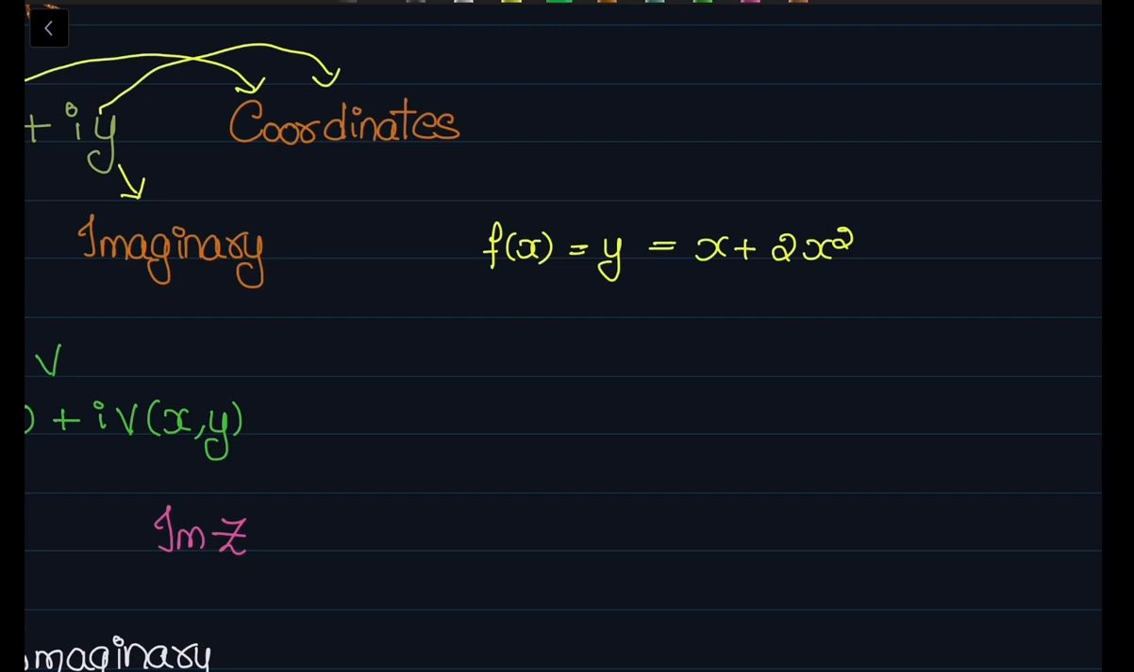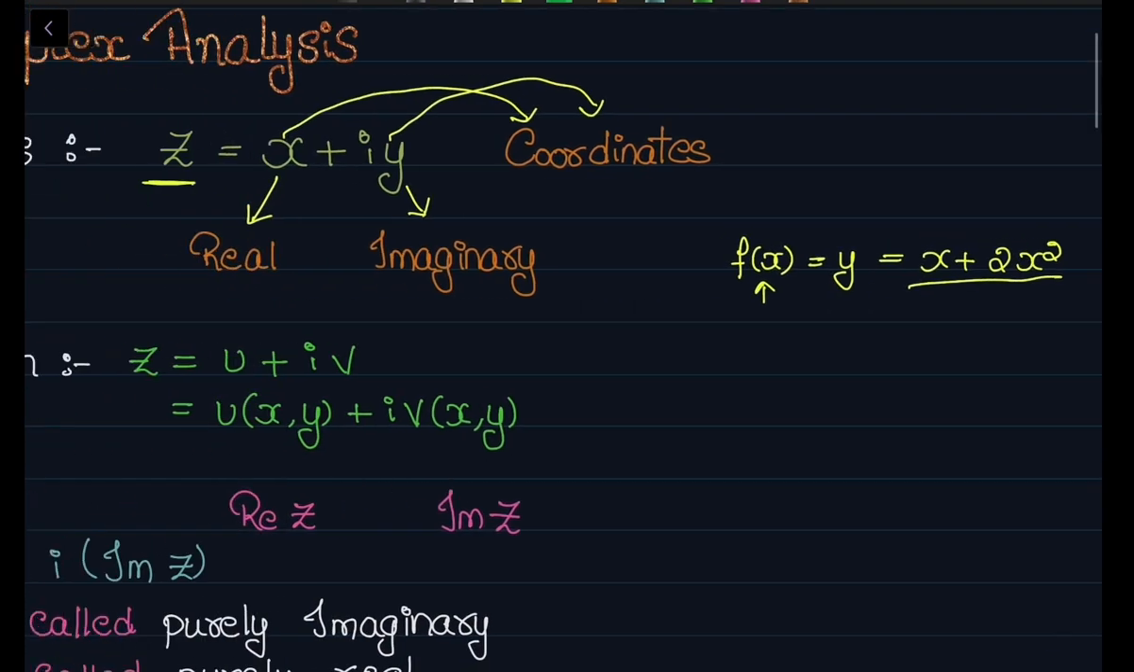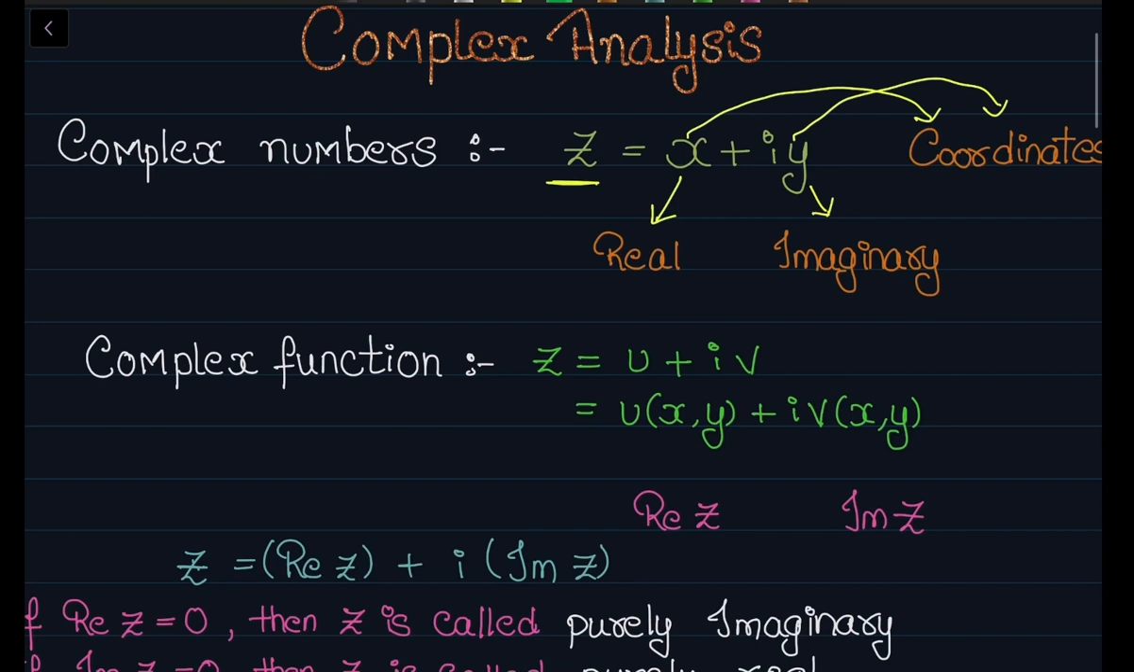What is f over here? F over here is function. And what is this bracket x saying? This is the function of x. That is, the equation which I have is in the variable x. So that's why we write it as the function of x like this. So what is the complex function?